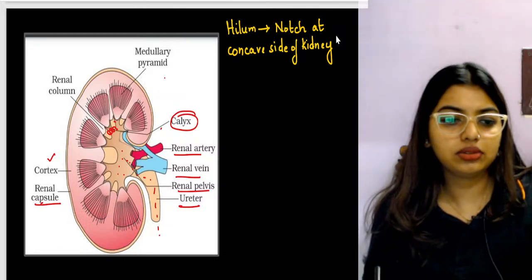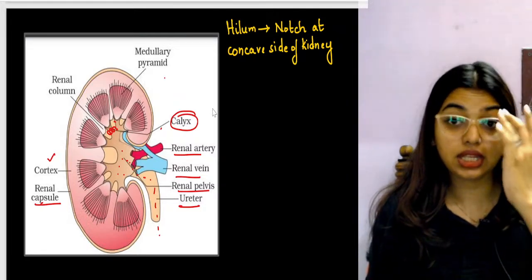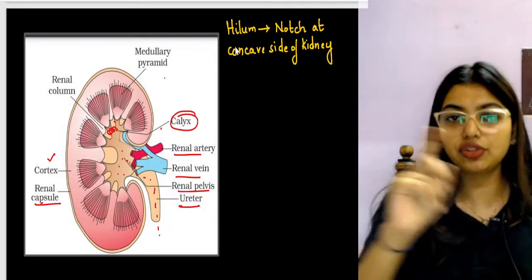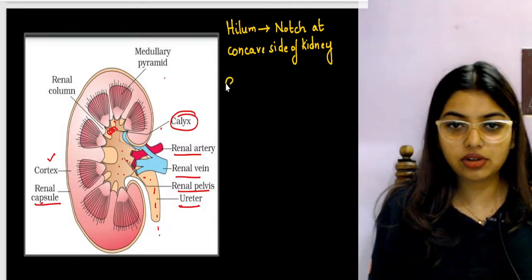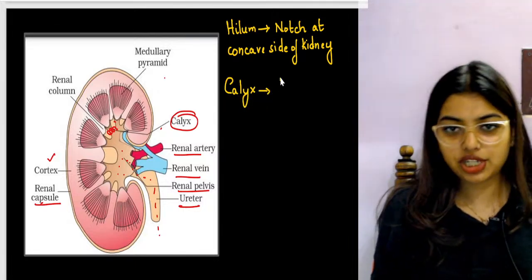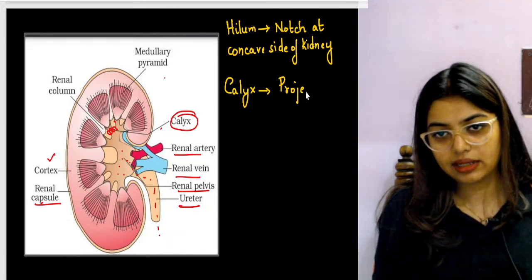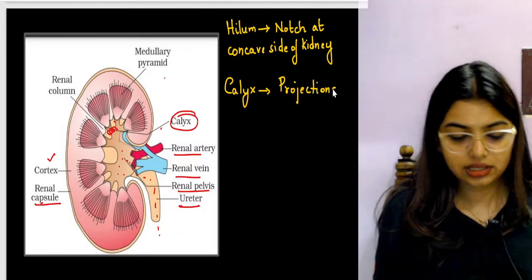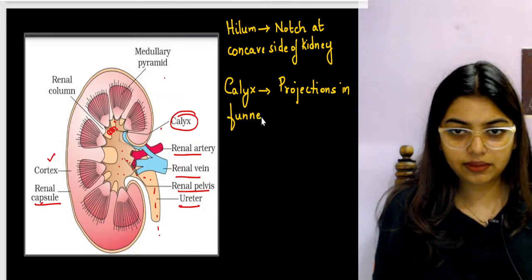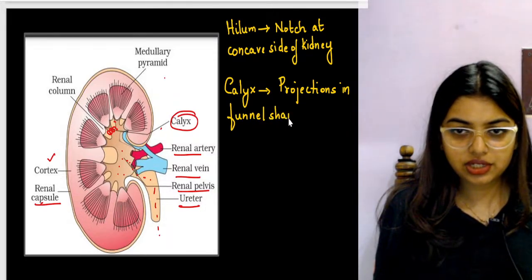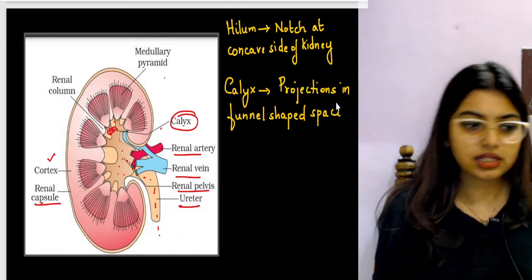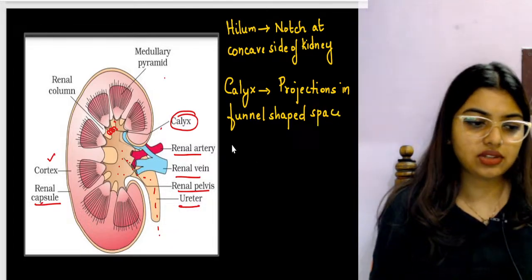Concave side of the kidney. This hilum, students: to the hilum you can see arteries and veins entering, nerves entering, and the ureter coming out. Next is going to be calyces, or you can write calyx. What is written? Projections in funnel shaped space. This is lines of NCERT.